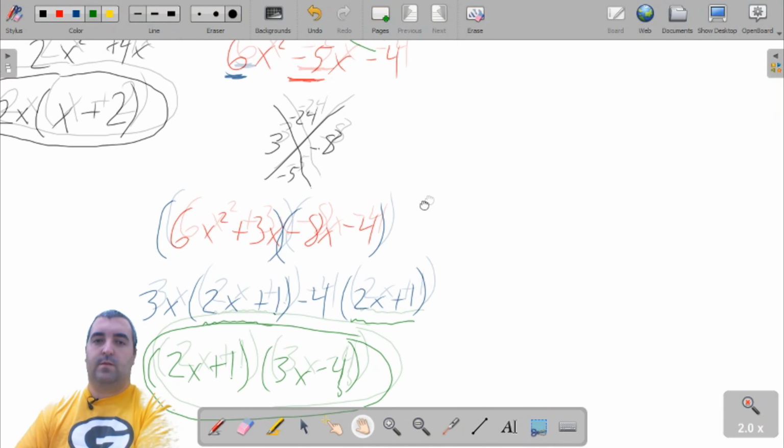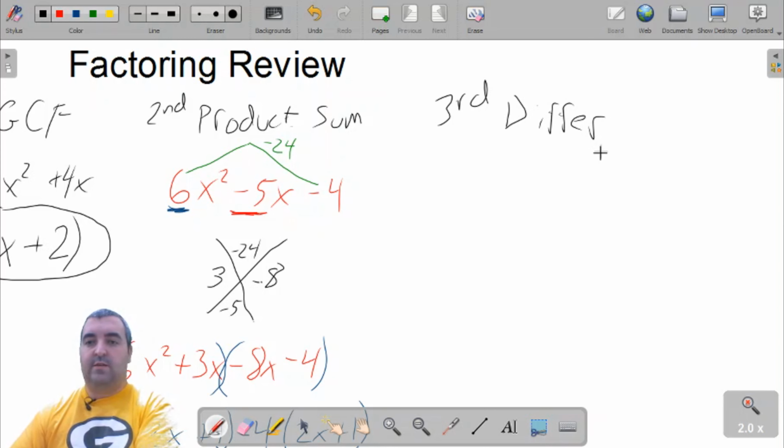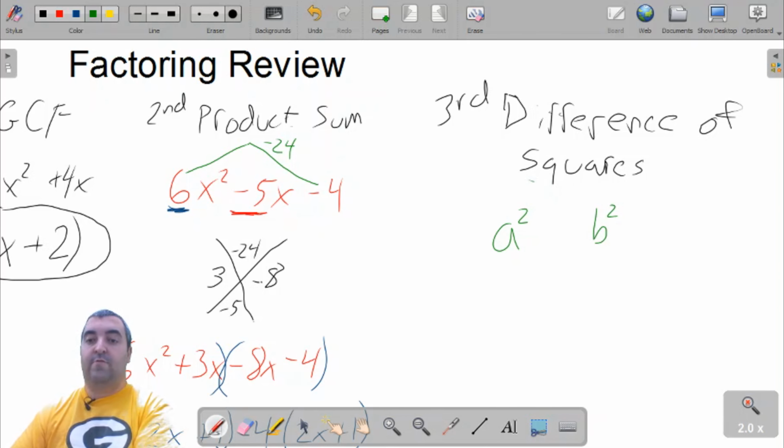All right, and then the last type of factoring is going to be, for right now at least, there's more, but I can't write today. Difference of squares. So this case is really just a special case of product sum when it happens. So the thing you have to look for is that your first term and your last term are perfect squares.